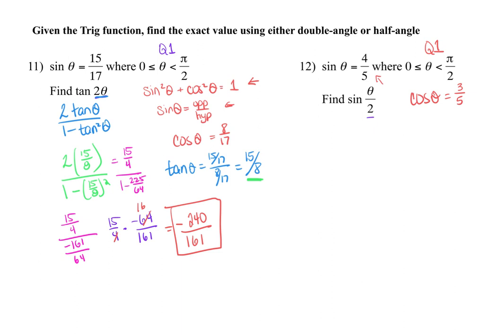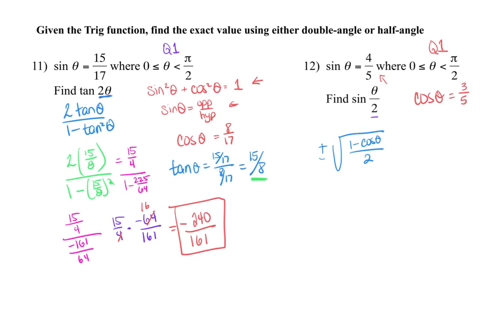And then you are just plugging it into your half angle identity for sine. And that, remember, is positive or negative the square root of 1 minus the cosine of theta over 2. Because we've determined that we're in the first quadrant and we are just cutting that in half, then you know this guy is also going to be in the first quadrant. So your answer here is going to be positive. So we're just going to plug this in.